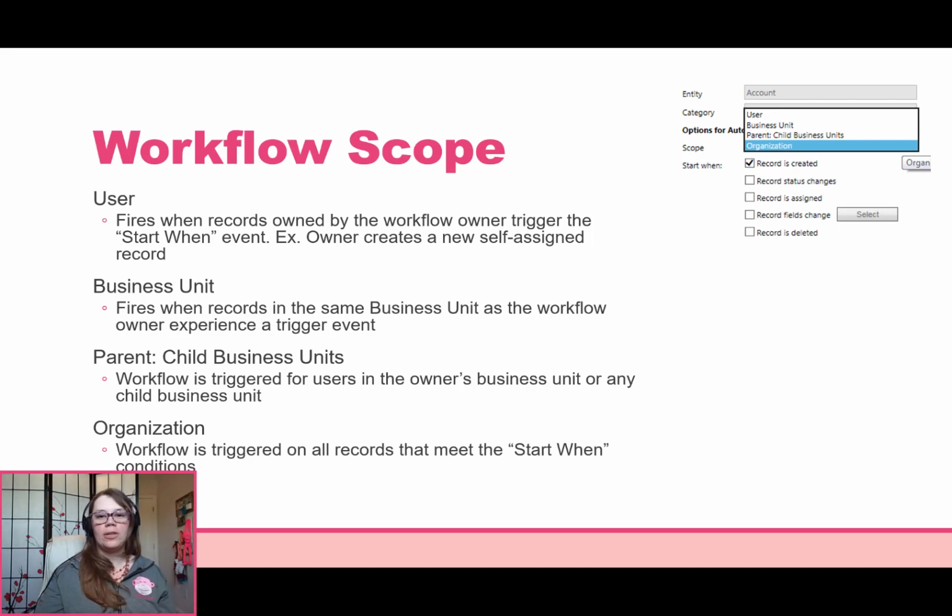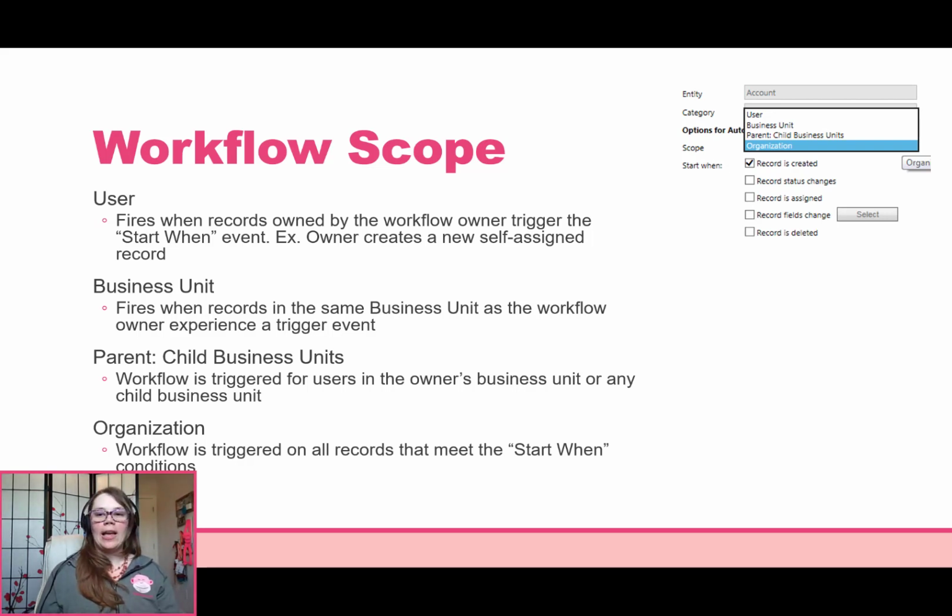Now, scope. This is where I think a lot of people get confused. The easy answer is generally people are using organization, right? It's going to fire whenever the start when is met for any record in the system. And this is great, and we can still use conditions to break down the records that we want to act on. But I think it's important to understand the other scope options that we have.